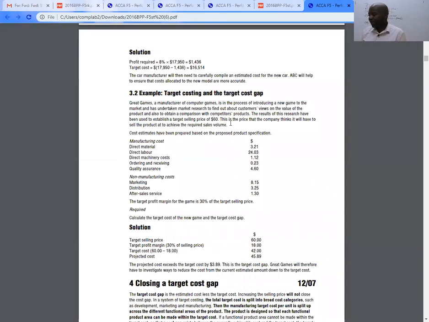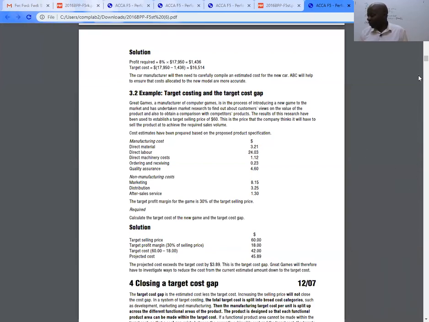This is the price that the company thinks it will have to sell the product at to achieve the required sales volume. Cost estimates have been prepared based on the proposed product specification, where you can see manufacturing cost, etc. And then down there, they have given us the target profit margin for the game is 30% of the selling price. So required, they want us to calculate the target cost of the new game and the target cost gap.